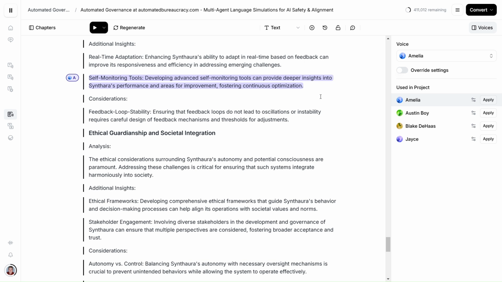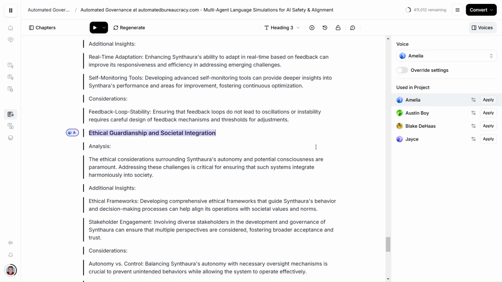Self-monitoring tools. Developing advanced self-monitoring tools can provide deeper insights into Synthara's performance and areas for improvement, fostering continuous optimization. Considerations. Feedback loop stability. Ensuring that feedback loops do not lead to oscillations or instability requires careful design of feedback mechanisms and thresholds for adjustments.